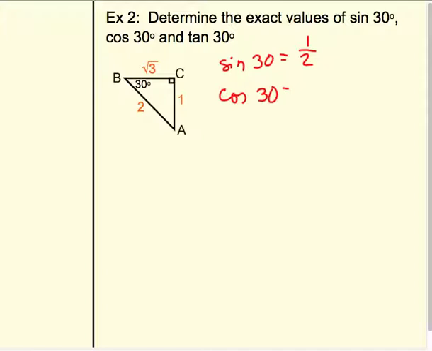Cosine of 30 is adjacent over hypotenuse, square root of 3 over 2, and tangent of 30 is opposite over adjacent, but of course we have to rationalize our denominator, so I'm going to multiply by the square root of 3 over the square root of 3, and that gives me the square root of 3 over 3.